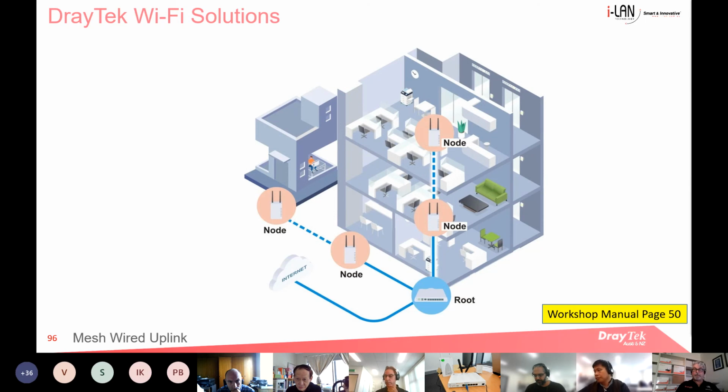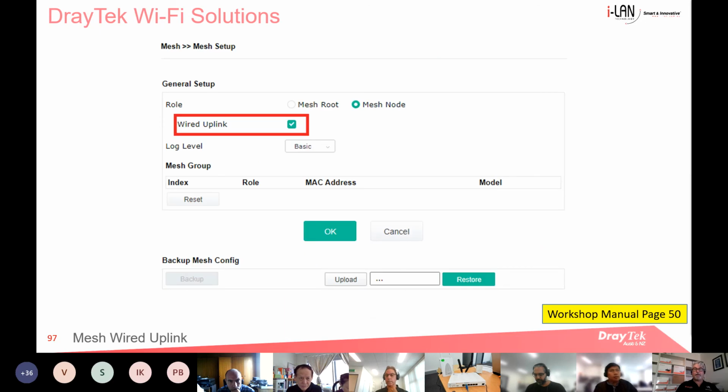Because they're attached by cables which provide both power and data to the APs, a loop between the wireless and wired connections for each AP occurs. Enabling the wired uplink option will prevent this loop. To set up a mesh wired uplink, firstly log into the APs and go to the mesh setup section. The wired uplink checkbox will appear when mesh node is selected.